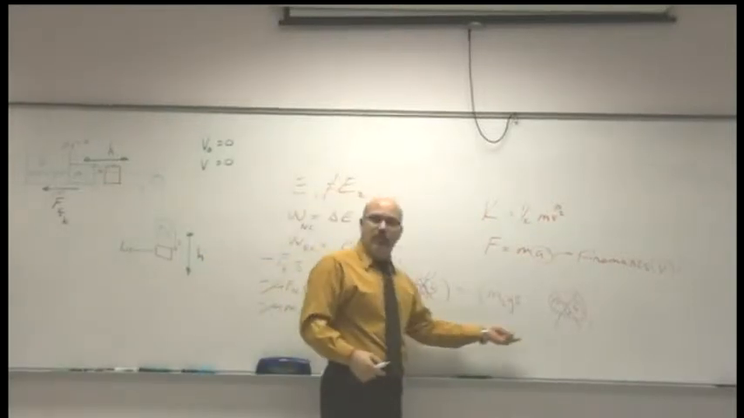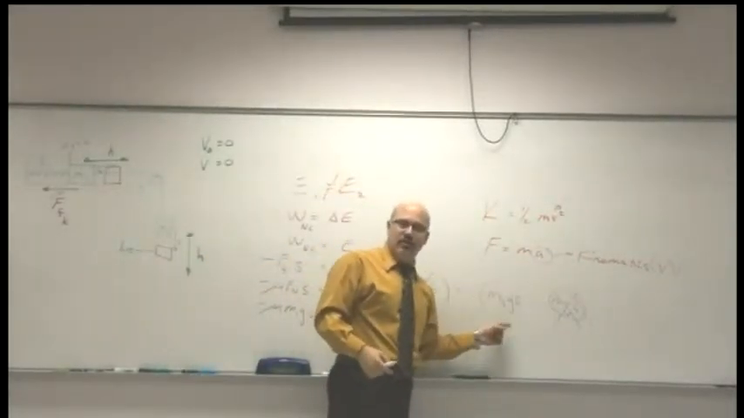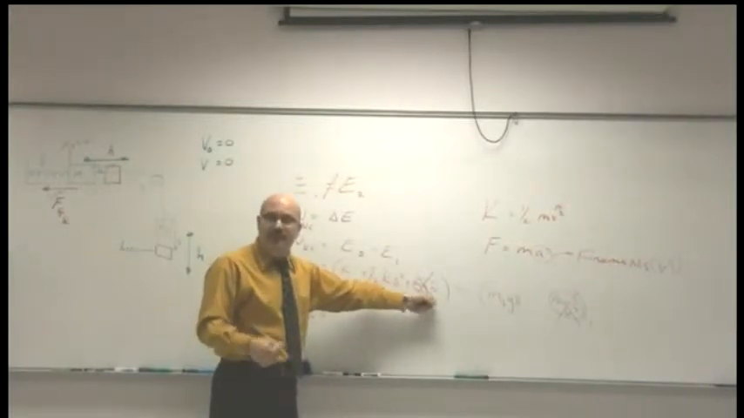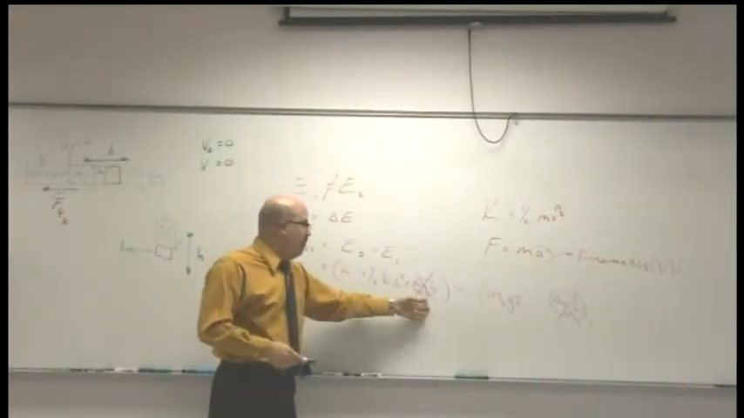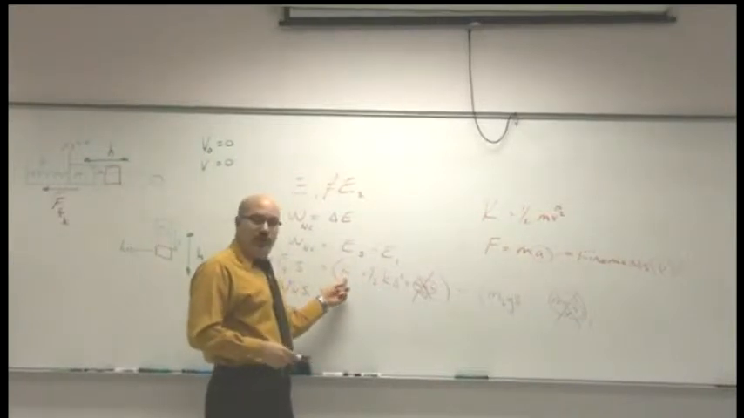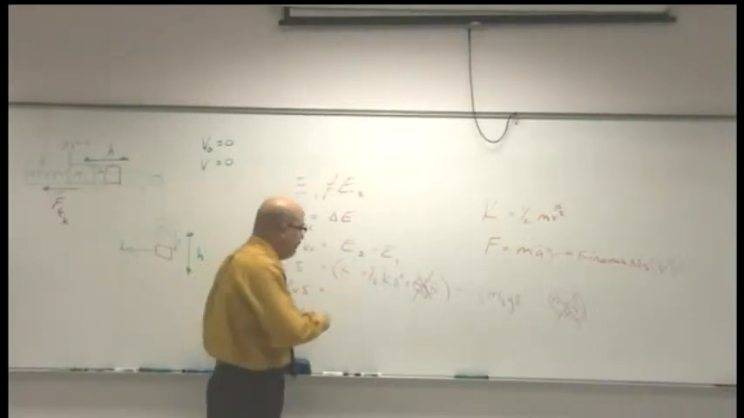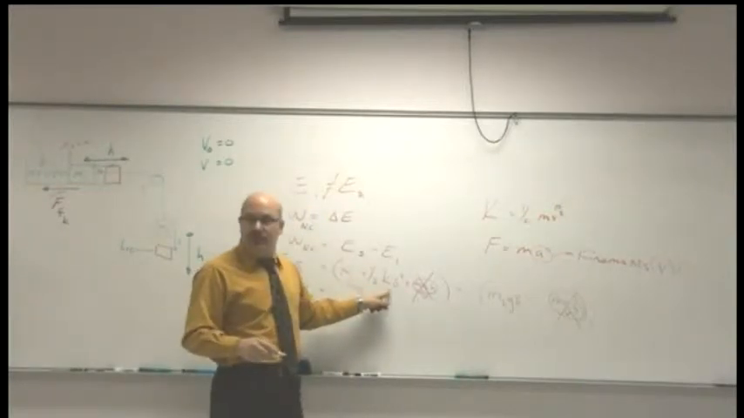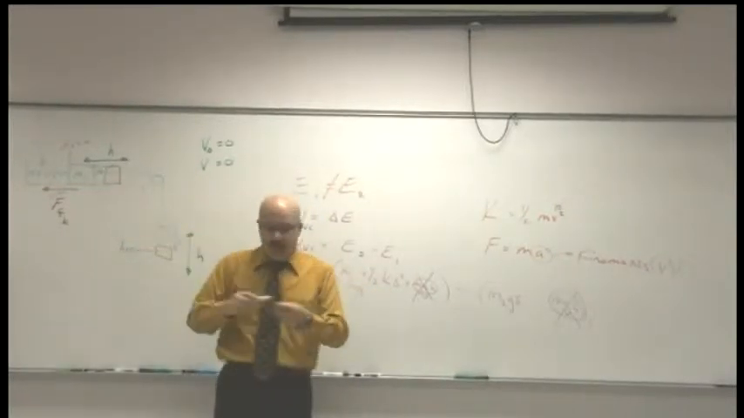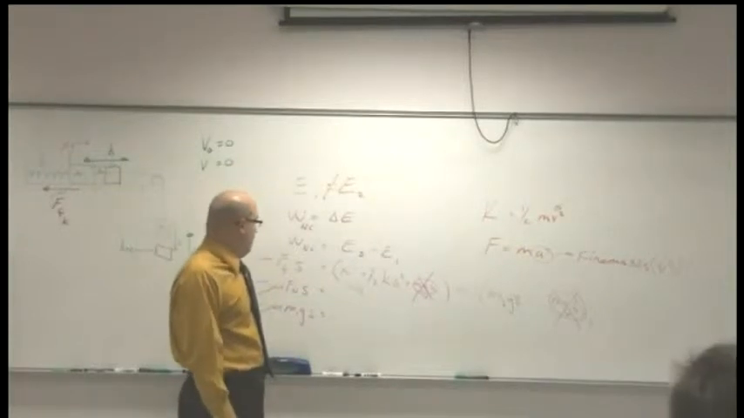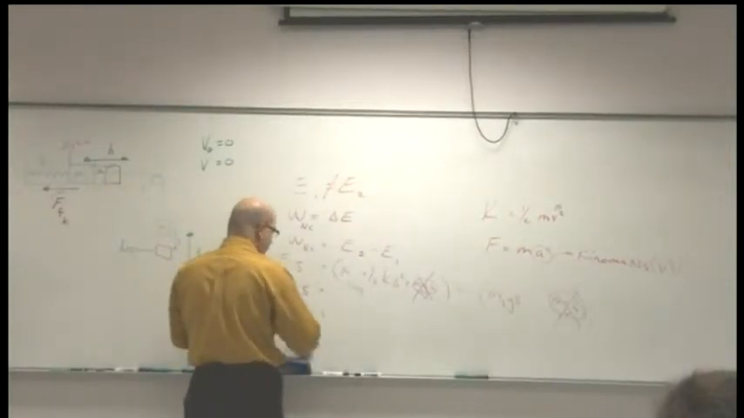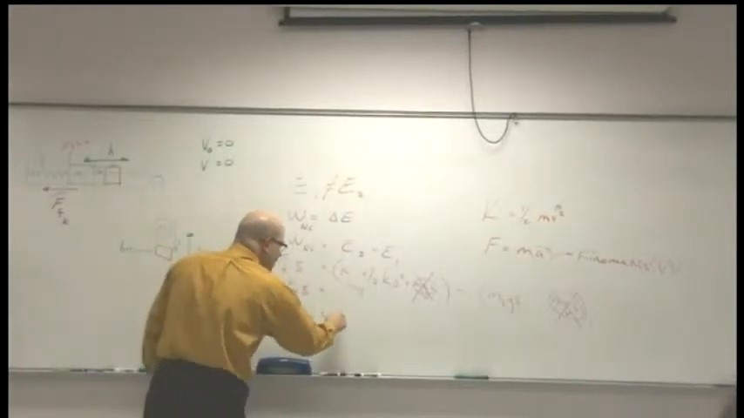So, do you see that when we start, both have potential. When we end, M1 still has the same potential, so it disappears from the problem. And then both are moving. This is for both. And this is the spring potential for the spring attached to M1. All right, so let us hope that this gets us somewhere close to our answer.